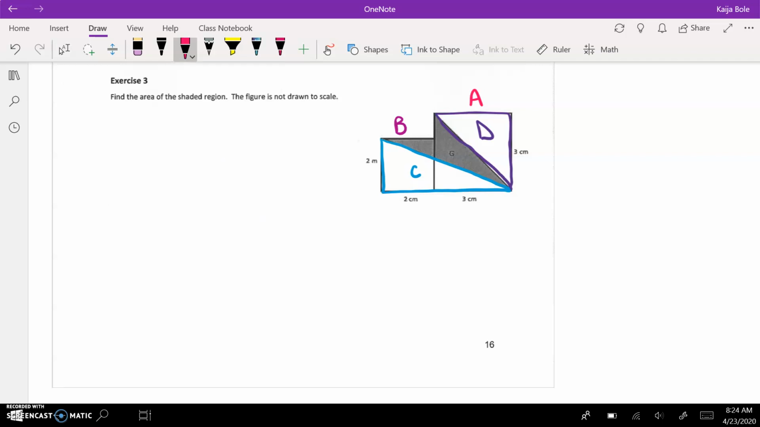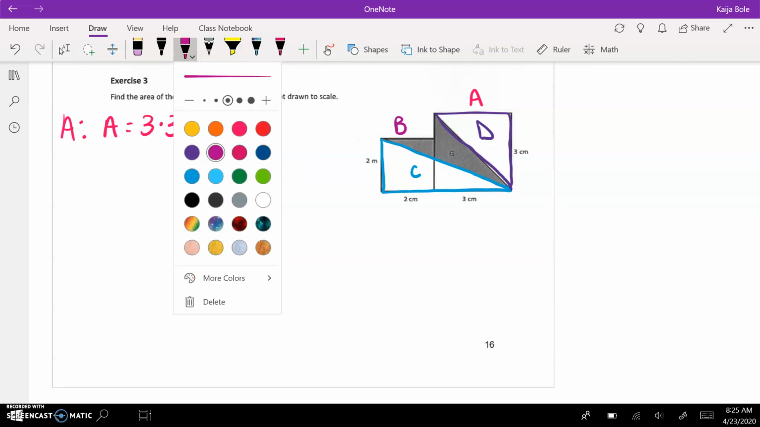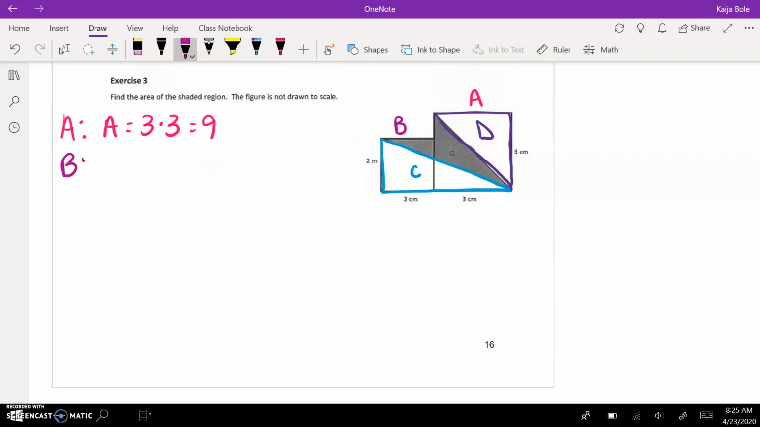I'm going to start by finding the area of the squares first. So square A, remember area of a square is length times width. So this area would be 3 times 3, which would be 9. And if I do the area of square B, my area would be 2 times 2 in this case, which would be 4. Those are the easiest, guys.